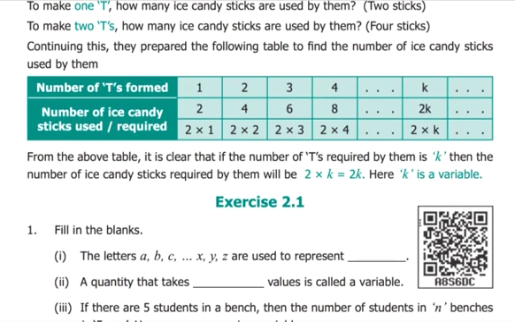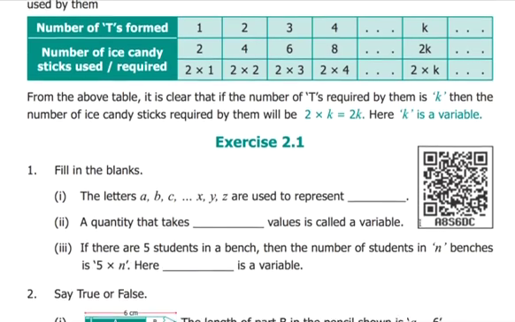From the above table, it is clear that if the number of teas required by them is k, then the number of ice candy sticks required by them will be 2k. Here k is a variable.